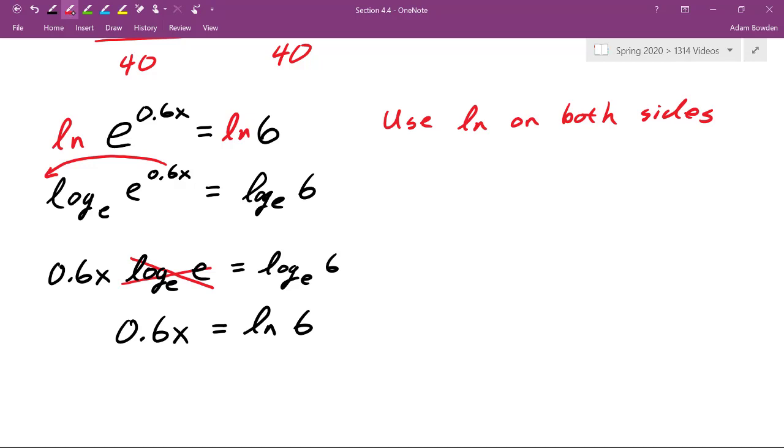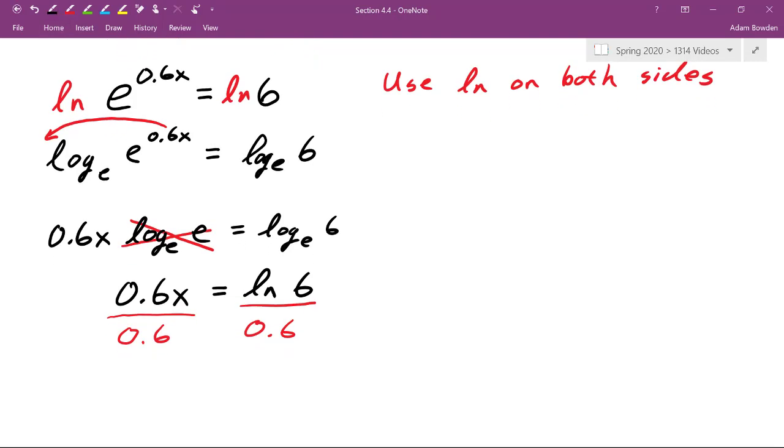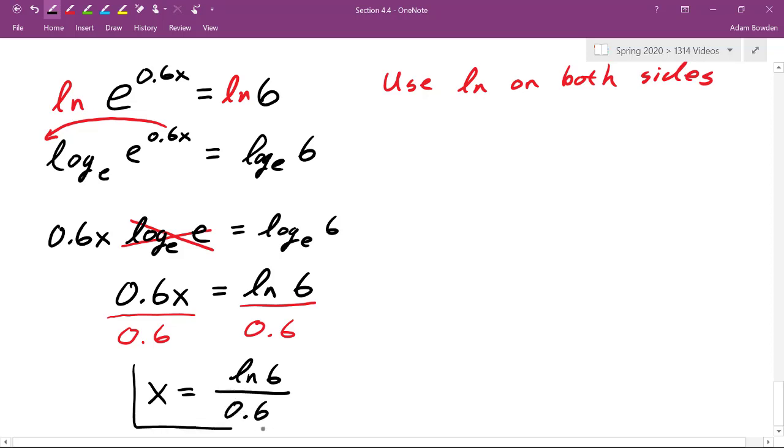And so now x is pretty much by itself at this point. We got rid of the e, leaving us just that part. We can divide both sides by 0.6. And so x is going to equal ln of 6 divided by 0.6.